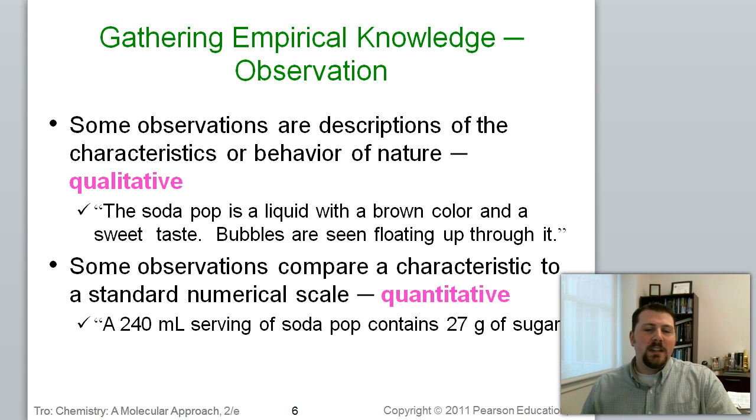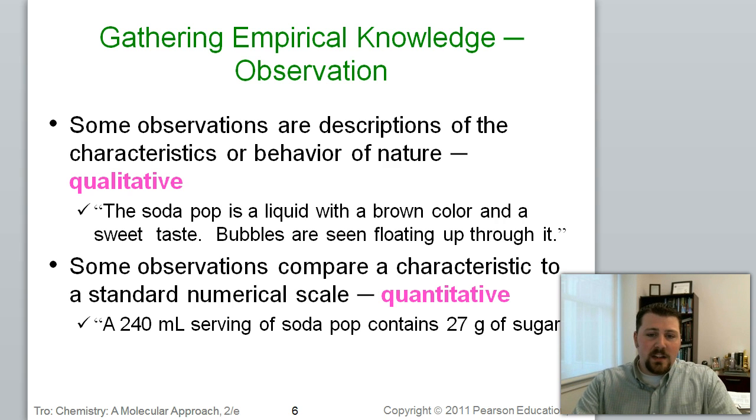So if something is quantitative, it means you're putting numbers to it. 27 grams of sugar, 240 milliliters of soda. Qualitative means you're describing its qualities. It's brown, it tastes sweet, there are bubbles in it, and those sort of things. Describing its qualities, or are you giving some numbers to it and making it quantitative? Those are the two ways you're going to describe the observations that you make.